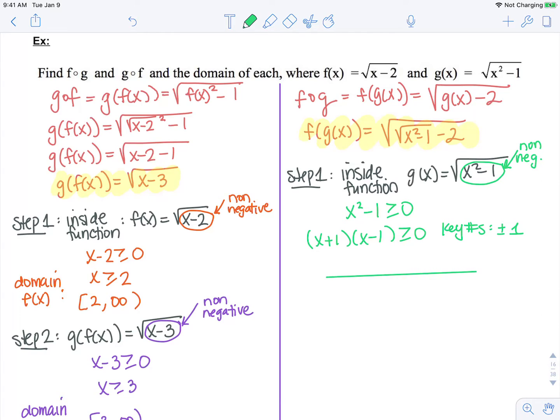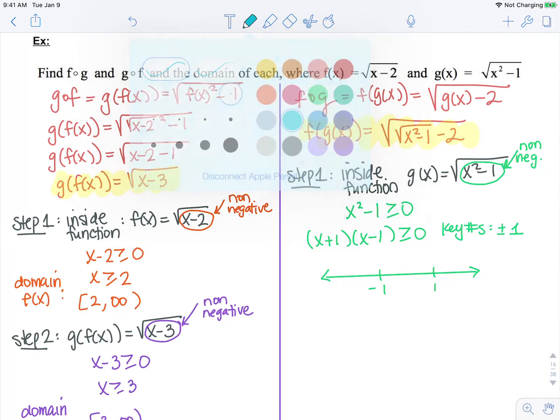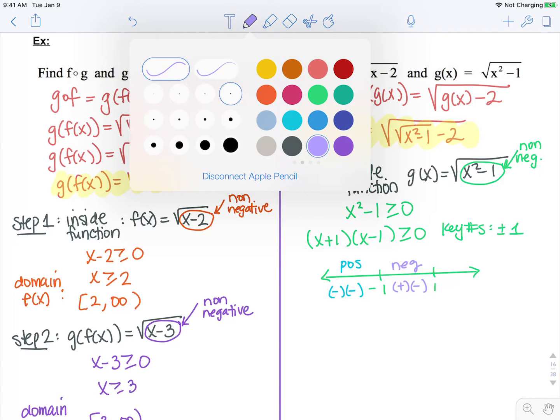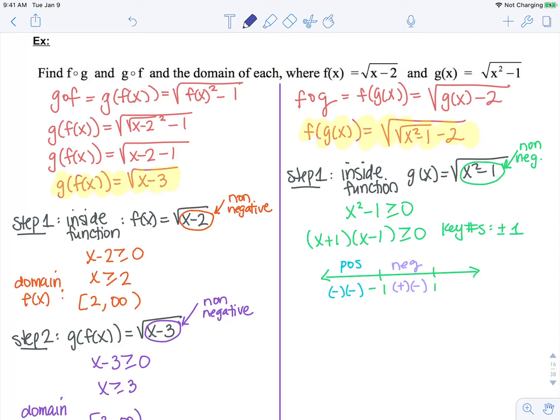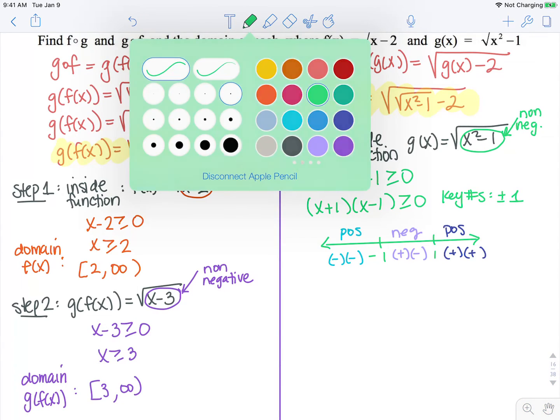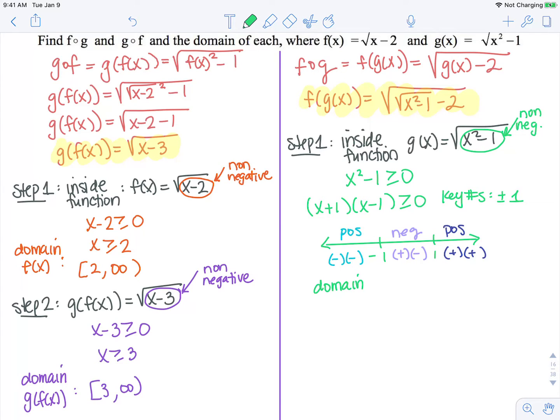So now I'll do my number line to check where this polynomial is positive. If I pick a number less than negative 1, I get a negative times a negative, which is a positive. If I choose a number between negative 1 and 1, I get a positive times a negative, which is negative. And then greater than 1, I get a positive times a positive, which is a positive. So that tells us the domain for my inner function, g of x, where it's greater than or equal to 0, is from negative infinity to negative 1, union 1 to infinity.